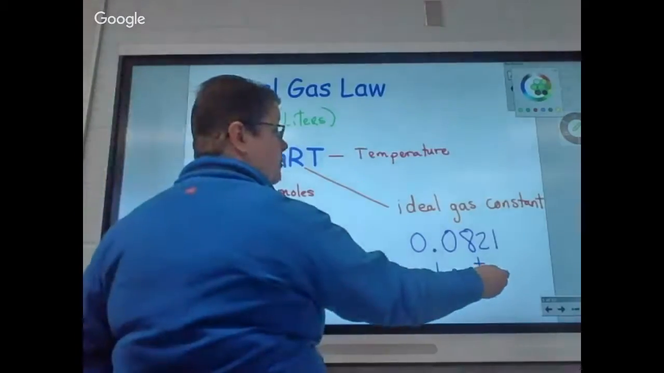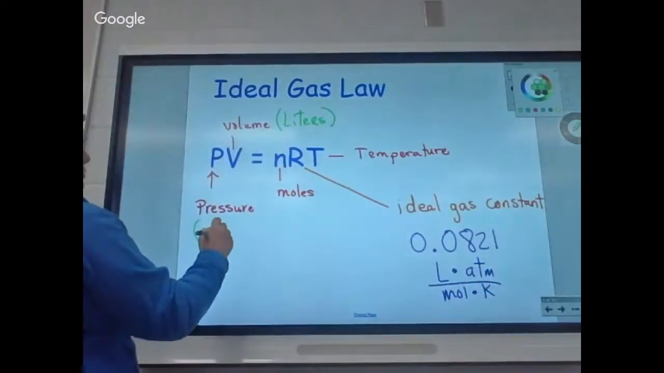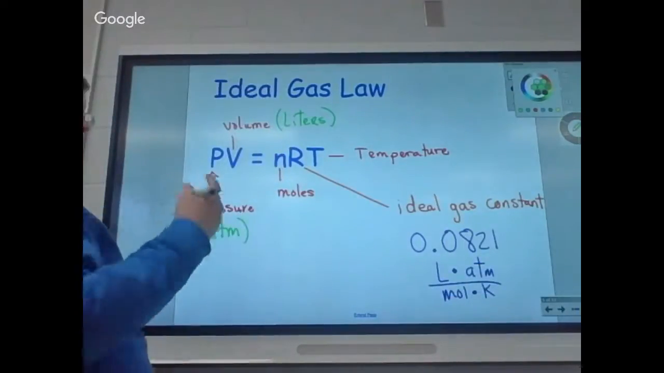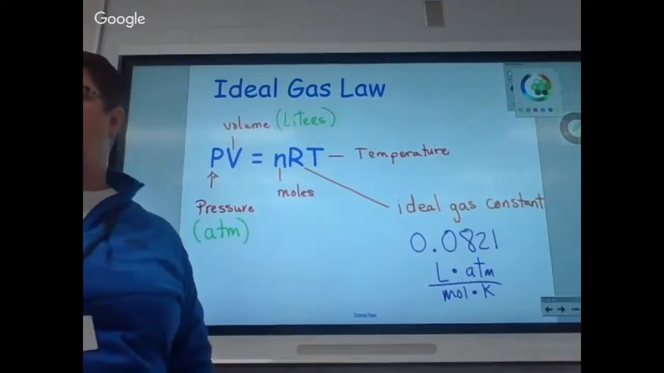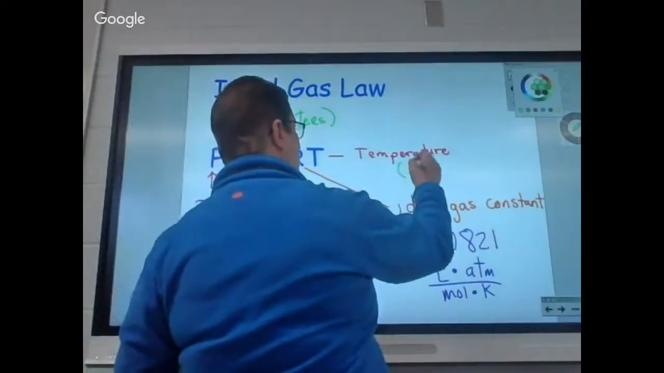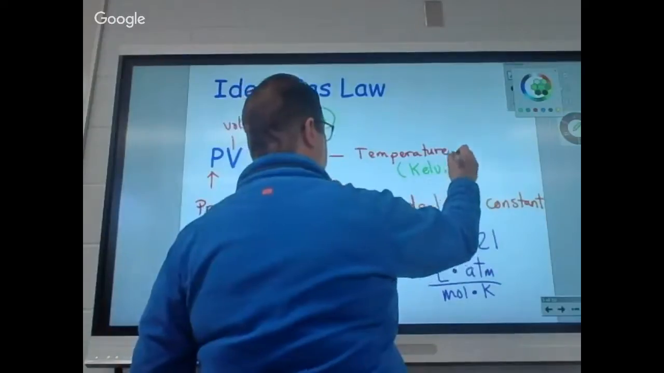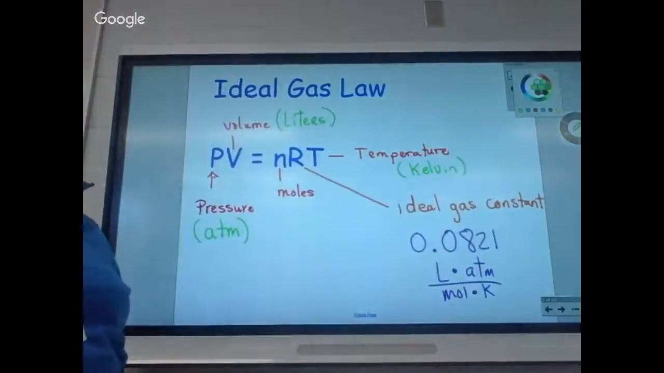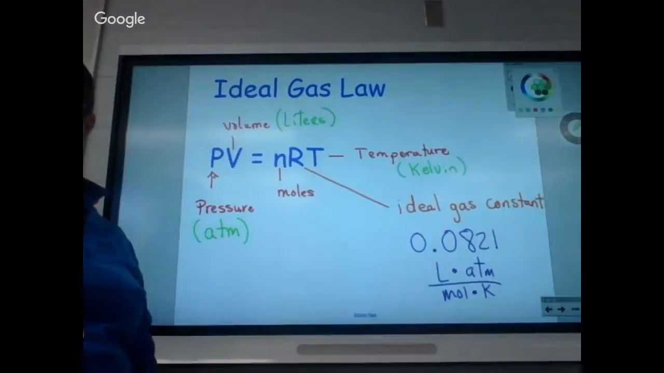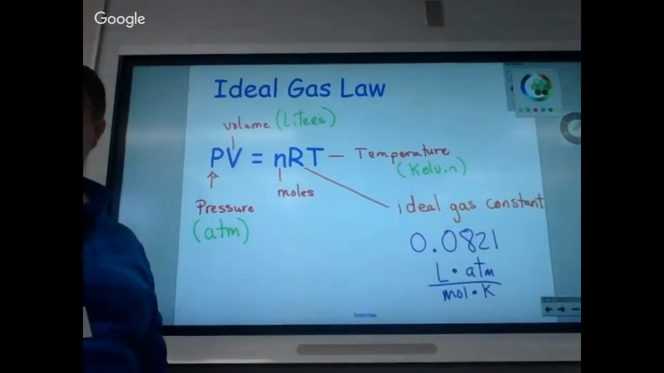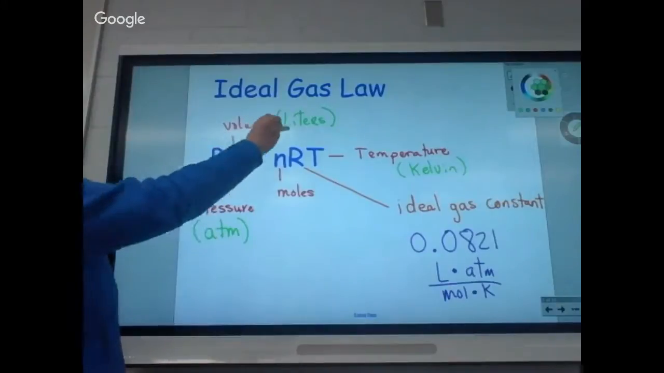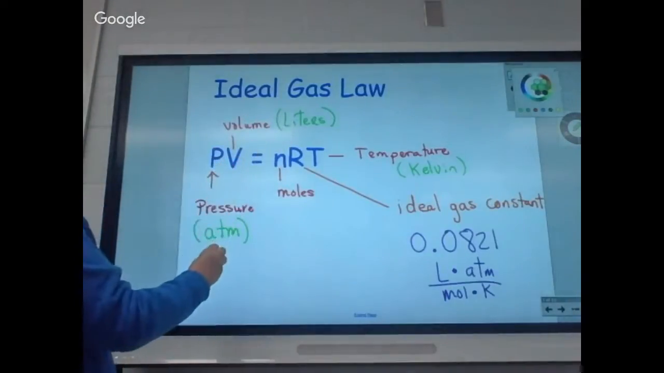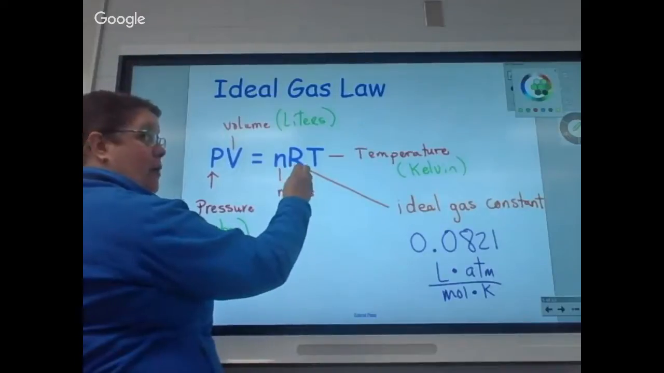Pressure has to be in what? Pressure has to be in atmospheres. Now, N has to be in moles. Temperature always has to be in what unit? Kelvins. Temperature, it does not matter what formula you use, has to be in kelvins. Did everybody hear me say that? Yeah. Temperature must be in what unit? Kelvins. Doesn't matter the formula. Temperature is in kelvins. Volume is in liters. Pressure is in atmospheres. If you use a formula with what letter in it?